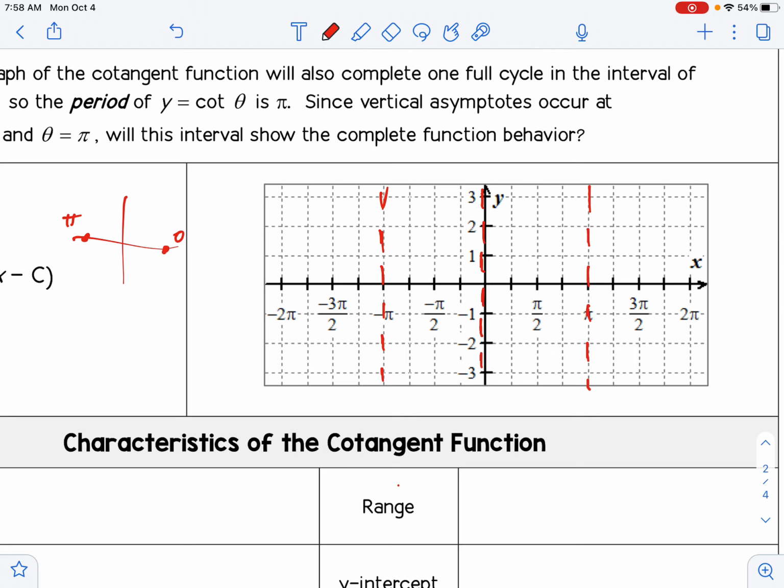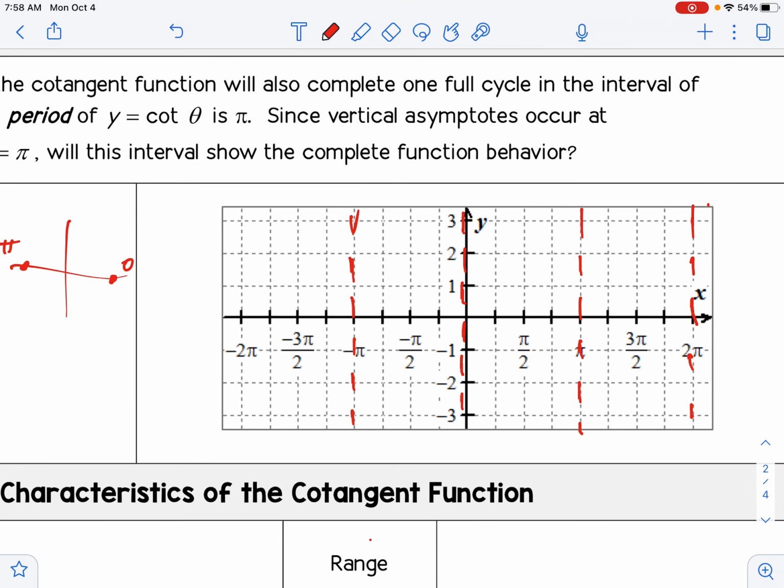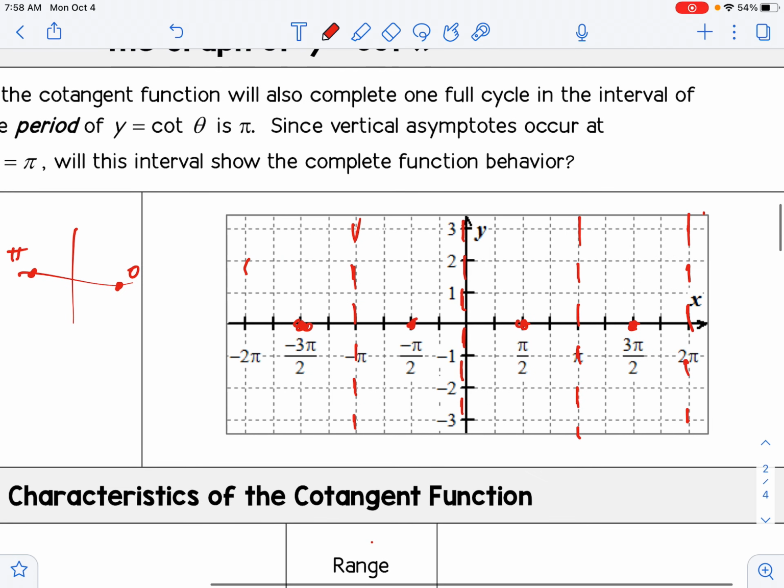And then for that one there, we are going to be getting our 0 value at pi over 2, right? Because cotangent is x divided by y. So where x is 0 is where those zeros are going to be. So here, here, here, and here. Okay. And same idea, it's still going to equal 1 at the same places, right? So those values aren't going to change.